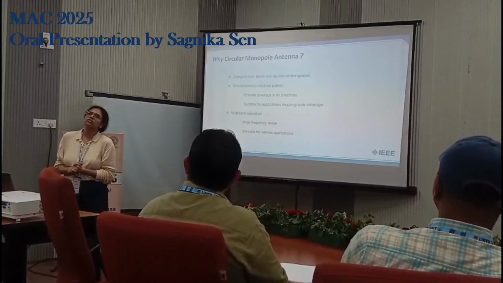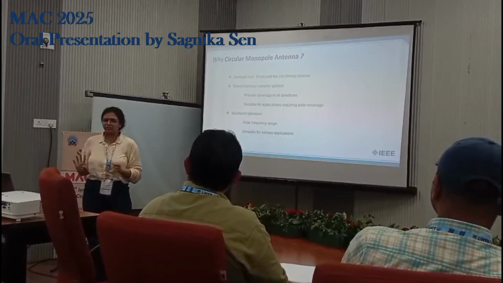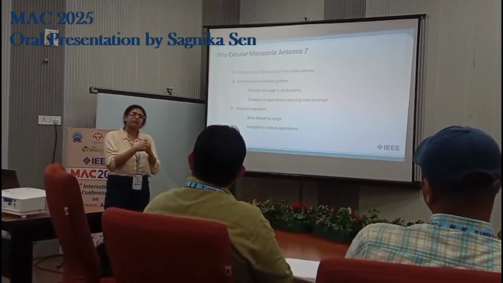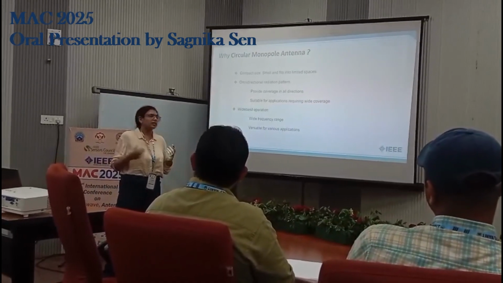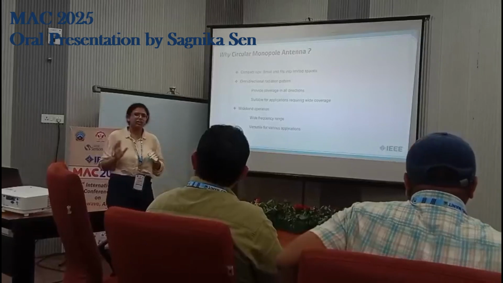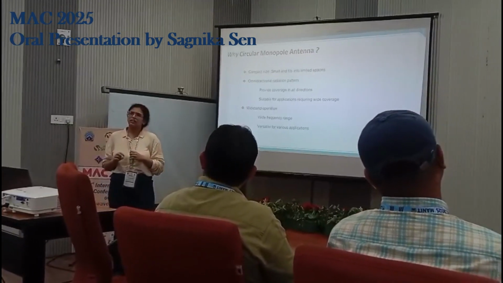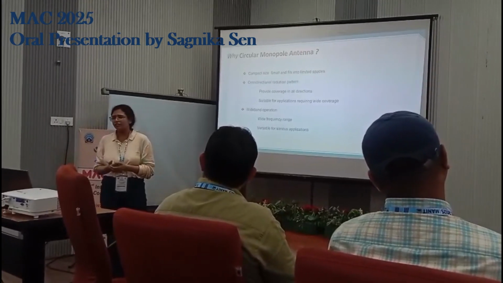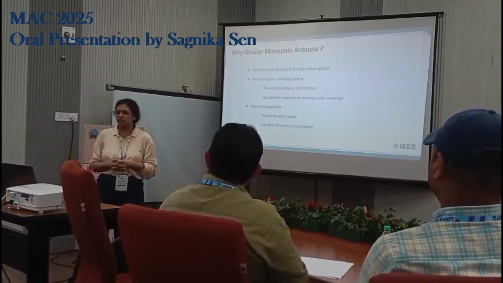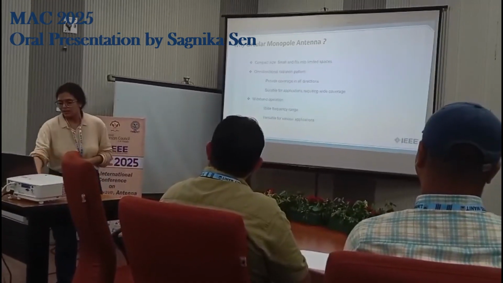Why did I choose the circular monopole antenna? There are two main reasons. Firstly, it's omnidirectional. That means it can cover a wide area, and it can cover all directions. I found that particularly interesting. Also, it has a wide frequency range, so it has a big bandwidth that it can cover. So again, ultra wideband application, that is necessary.